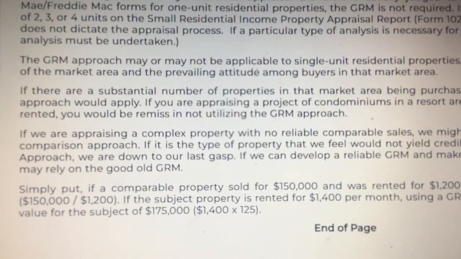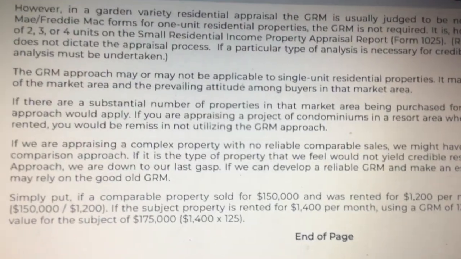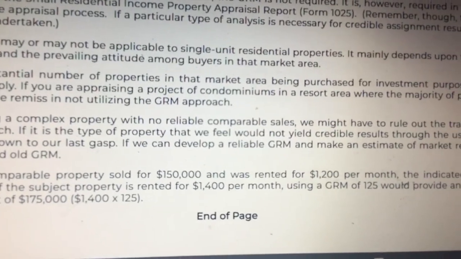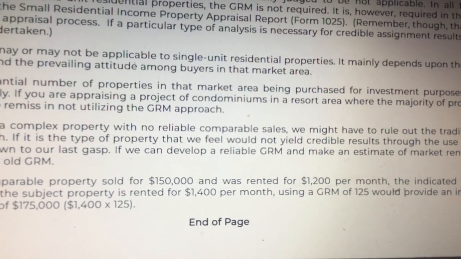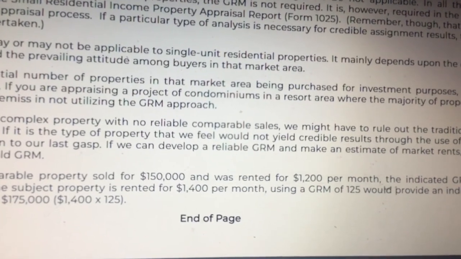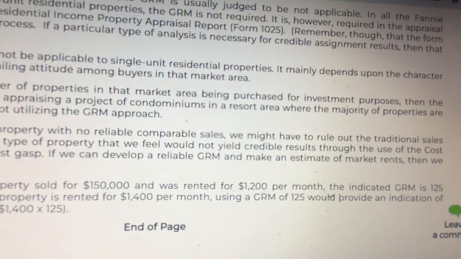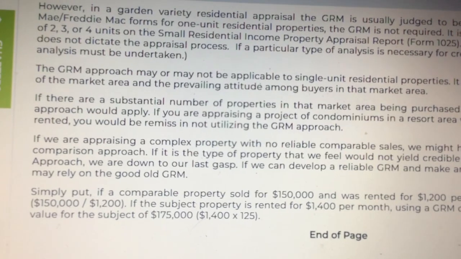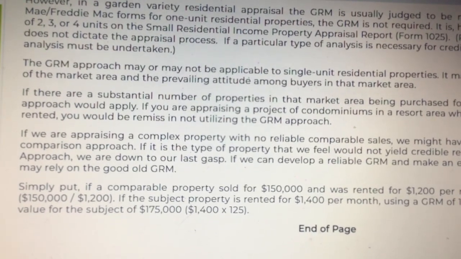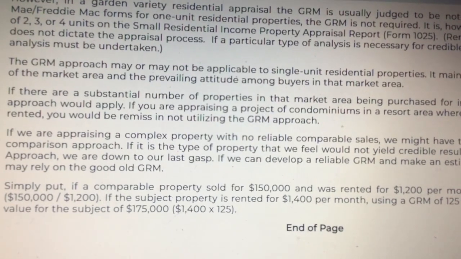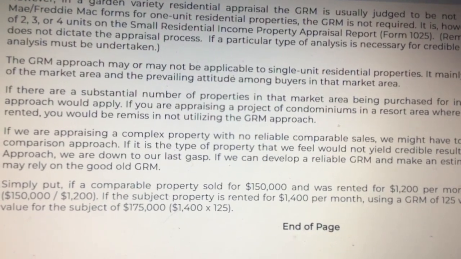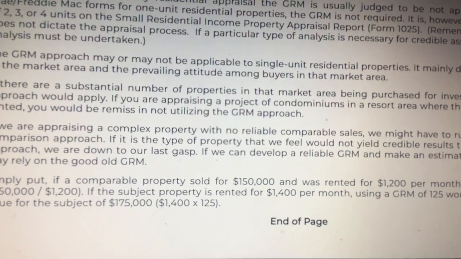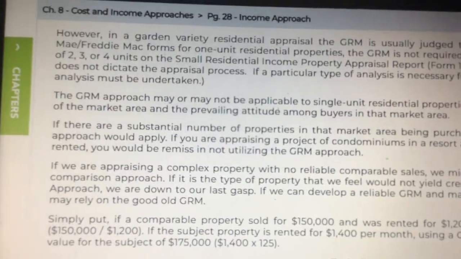If the subject property is rented for $1,400 per month, using a gross rent multiplier of 125 would provide an indication of value for the subject of $175,000. You take that $1,400 that the subject property was rented for, and you multiply it by the gross rent multiplier of 125. End of page.